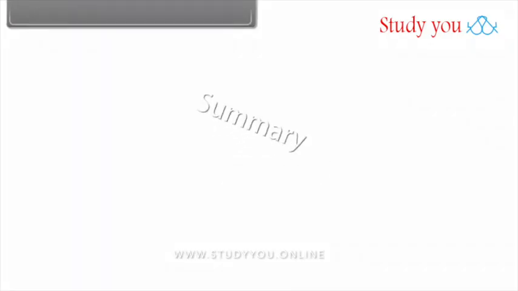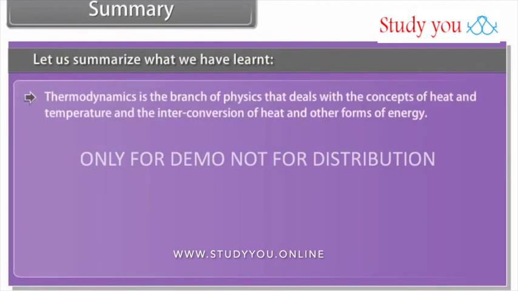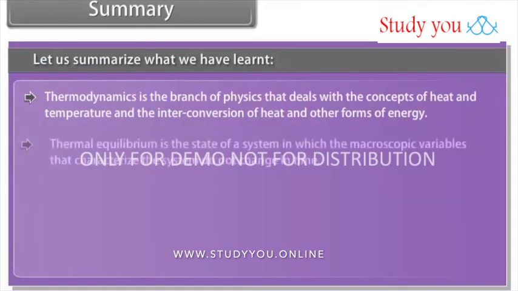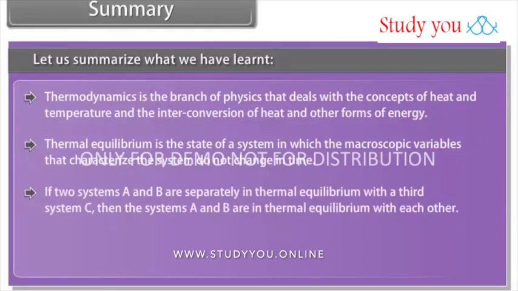Summary. Let us summarize what we have learnt. Thermodynamics is the branch of physics that deals with the concepts of heat and temperature and the interconversion of heat and other forms of energy. Thermal equilibrium is the state of a system in which the macroscopic variables that characterize the system do not change in time. If two systems A and B are separately in thermal equilibrium with a third system C, then systems A and B are in thermal equilibrium with each other.